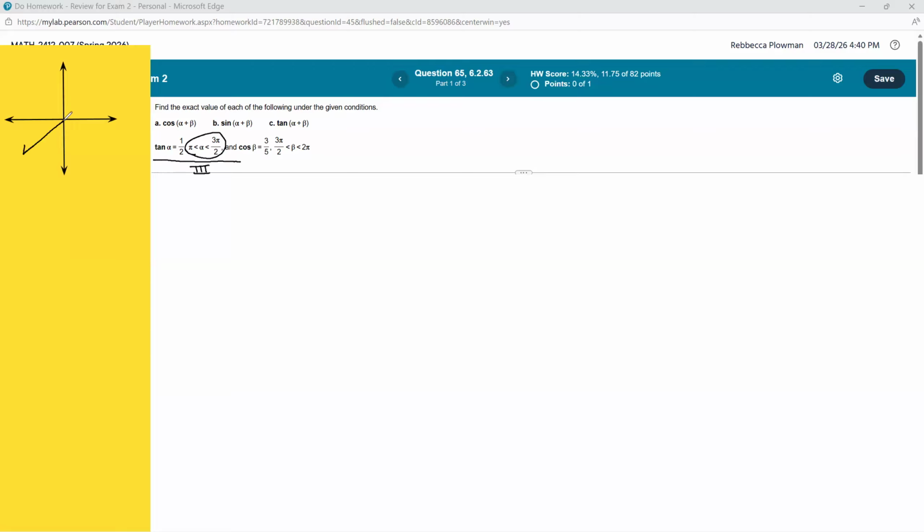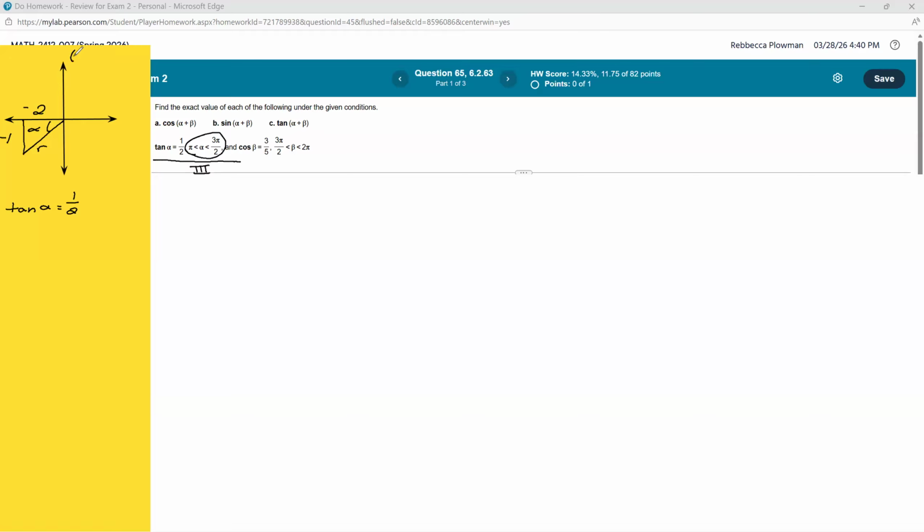So quadrant 3, that's where my alpha is. And as we said, we know that tangent of alpha is just 1 over 2. So for this, this is opposite over adjacent. So opposite alpha is 1, adjacent is going to be 2. So we need to find R. Also remember, because we're in quadrant 3, this has to be -1, -2.